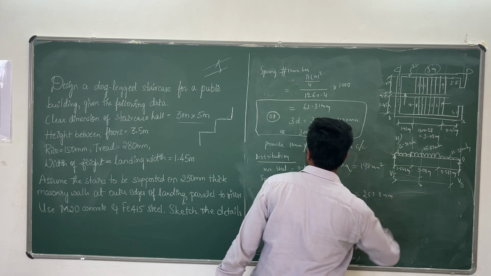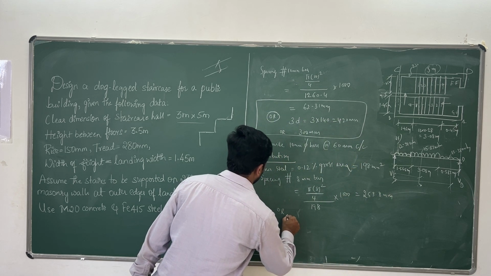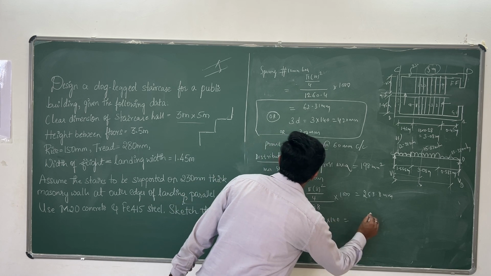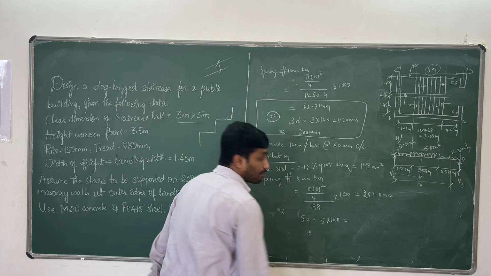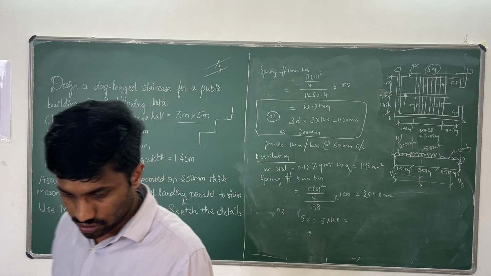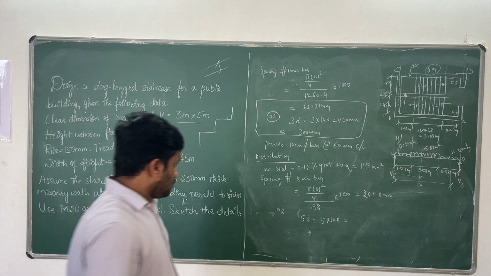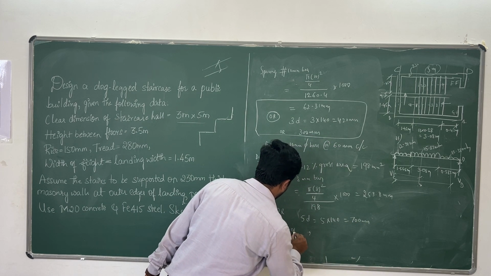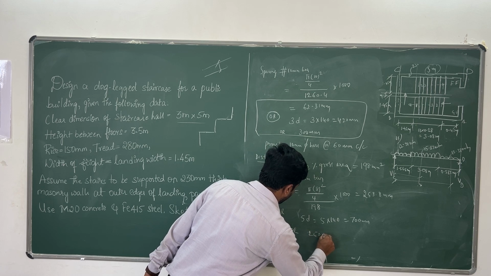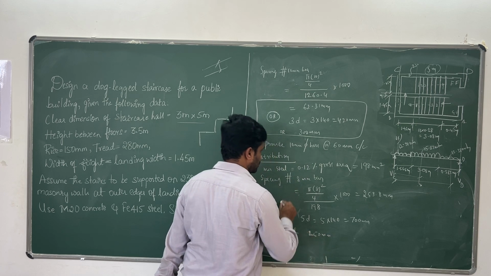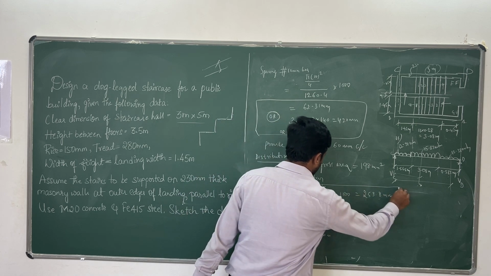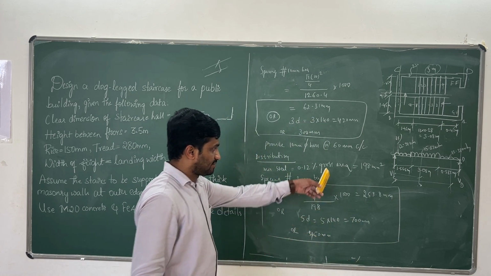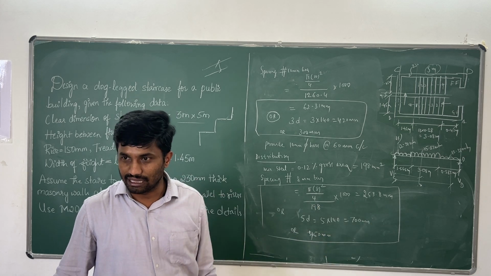253.8 millimeters, or 5 times d. 5 into 140, how much? 700, or 500 mm, or 250 mm, whichever is less. Which one is less? This is 450, not 250. Whichever is less, the least is 253.